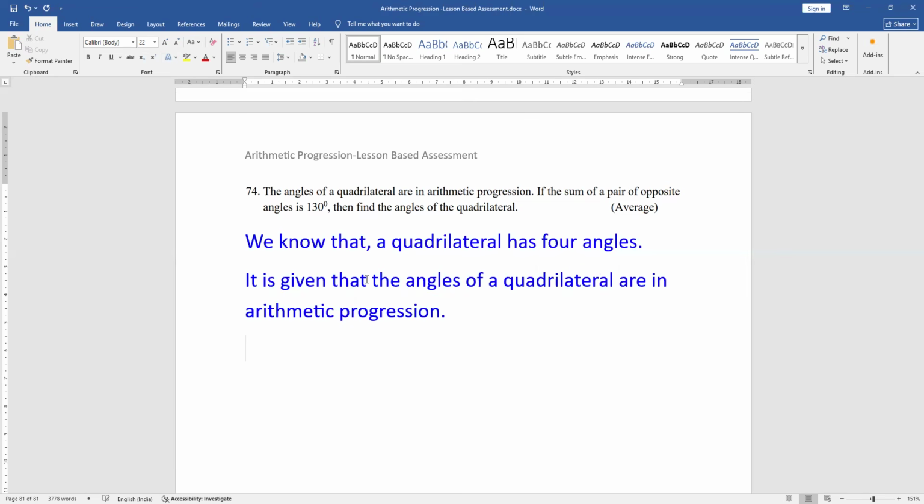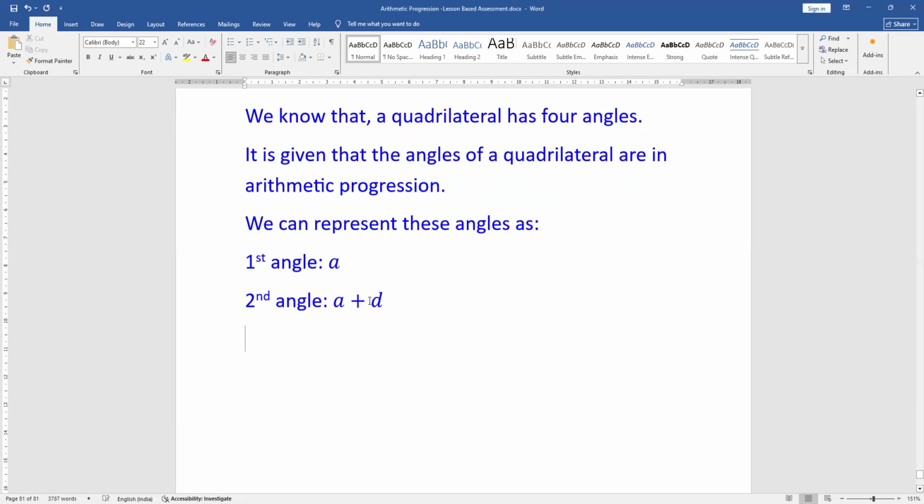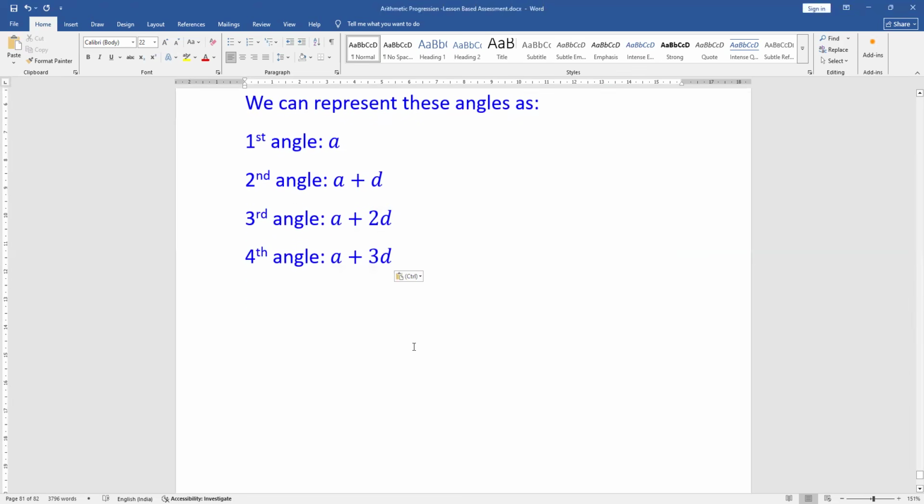Now these four angles can be written as follows. The first angle I can call A, okay? So we can represent these angles. I call the first angle A. So first angle will be A. Second angle, I write it as A plus D. Then the third angle, I write it as A plus 2D. And the fourth angle, I take it as A plus 3D.